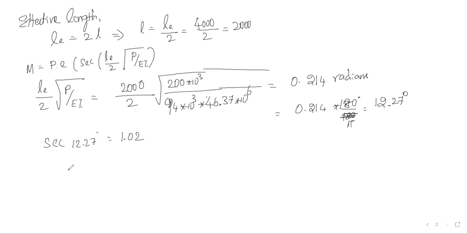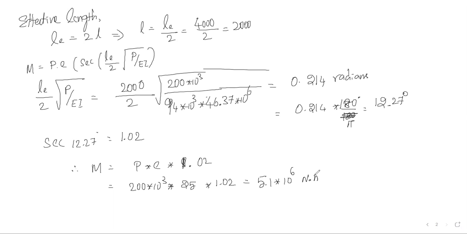So if I substitute in this equation, M is equal to P into e into secant, this value becomes 1.02. So P is 200 into 10 cube, e is equal to 25 mm, into 1.02. So it becomes 5.1 into 10 to the power 6 newton mm is the value of M.